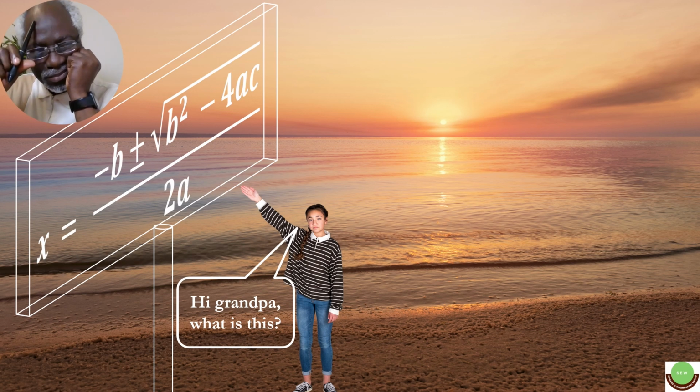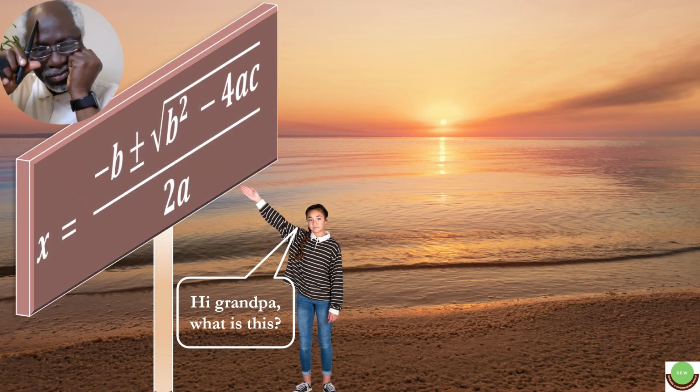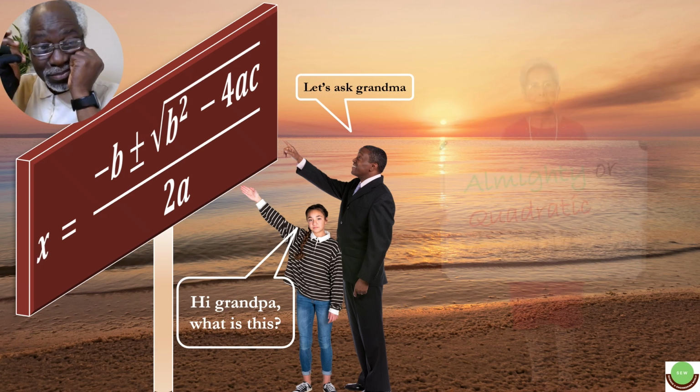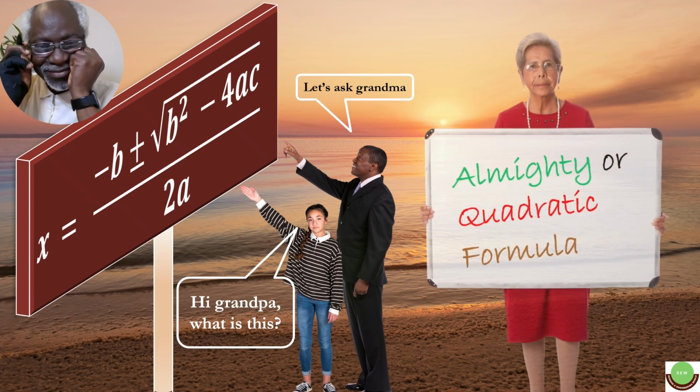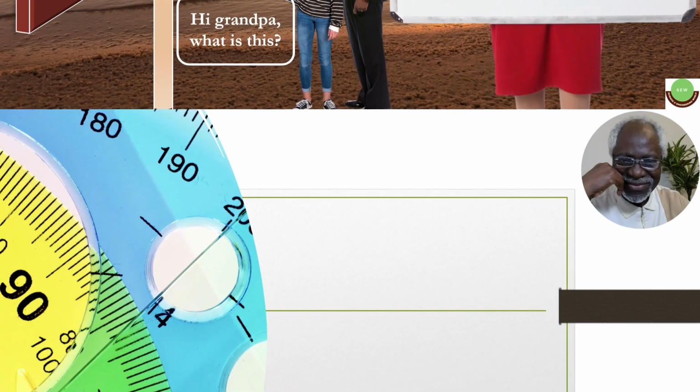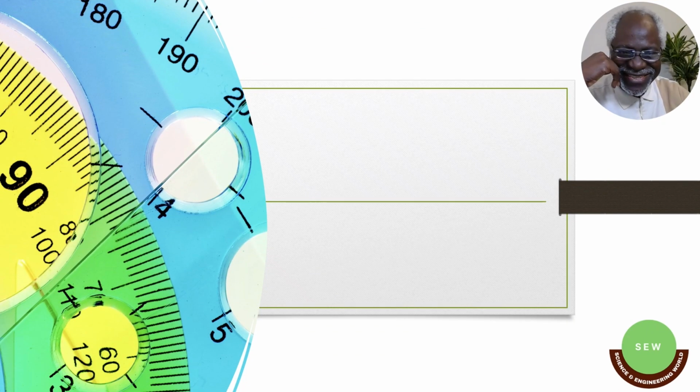Hi Grandpa, what is this? Let's ask Grandma. It is the almighty or quadratic formula. It's easy as A, B, C. Great grammar, that is how to describe it, as simple as A, B, C.